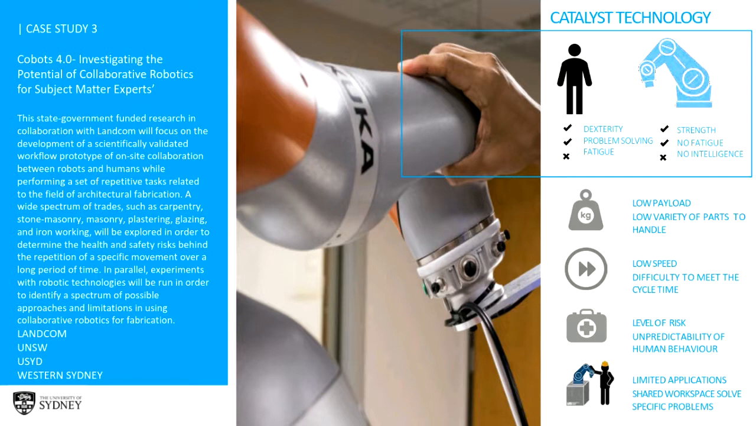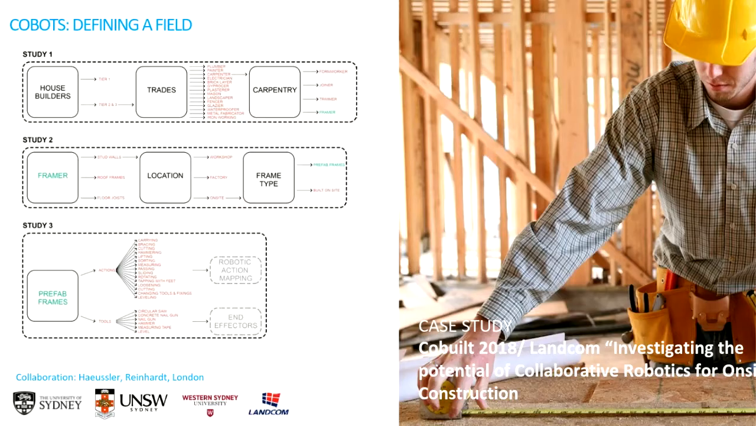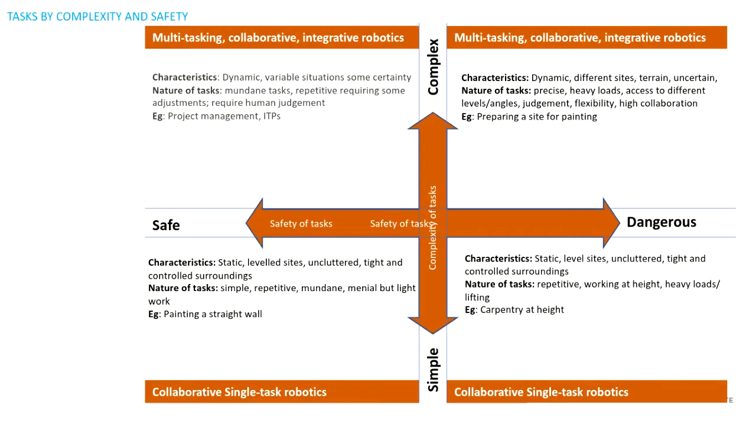If you bring robots to site, they are of course restricted in terms of size and payload, and some of them have low speed. The level of risk needs to be checked, and there are limited applications in terms of dealing with them. But luckily, there are a couple of collaborative robot systems around at the moment, which bring us out of this safety monitored stop in the robot cell towards on-site handling for a multiplicity of different robot work: screwing, loading, handling, assembly, gluing, and inspection. So we took that as a departure point to look at different traits that appear on a simple residential building project, as appears in the domain of Landcom.